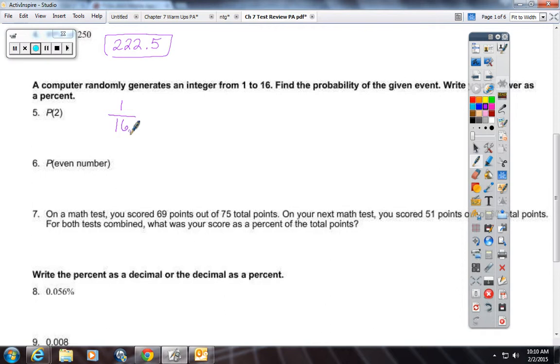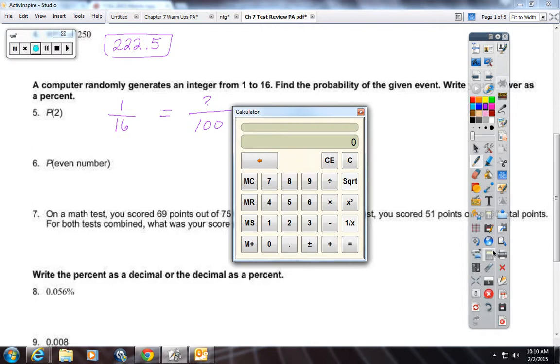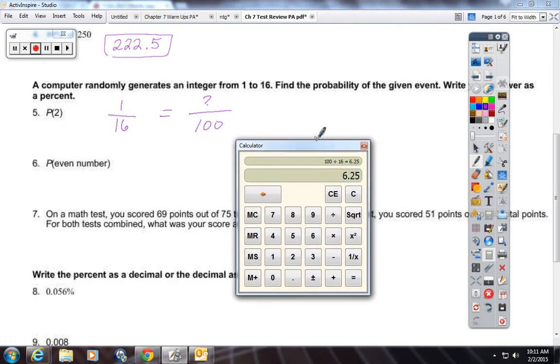We need this as a percent. You can either take the numerator, divide it by the denominator, multiply it by 100, and you have a percent, or you can set it up like this. 1 over 16 is what over 100? And you can cross multiply and divide. Either way you do it, whether you take 1 divided by 16 and then multiply by 100, you get that. Or if you cross multiply 1 times 100, which is 100, and then divide 100 by 16, same thing. But if you do not include the percent, because this is 6.25%, it is wrong.